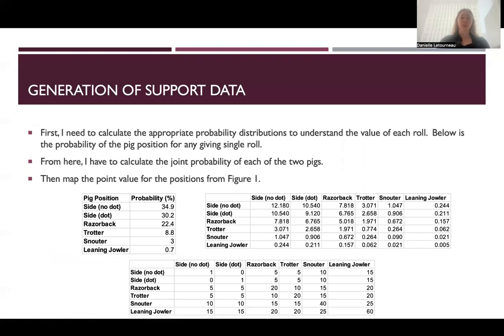Generation of support data. First, I need to calculate the appropriate probability distributions to understand the value of each roll. Below is the probability of the pig position for any given single roll. From here, I have to calculate the joint probability of each of the two pigs, then map out the point value for the positions from figure 1.